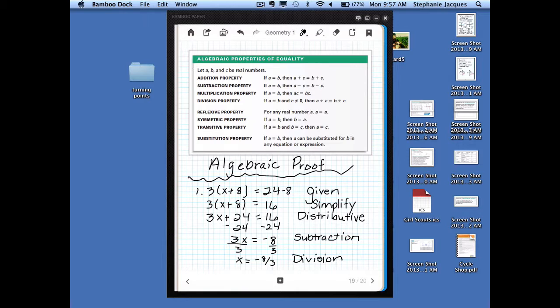You're really only going to be dealing with those top 4 properties when you're doing equations. So tomorrow you're going to be doing some algebraic proofs that look exactly like this. So you want to take down your properties and be ready to do that.